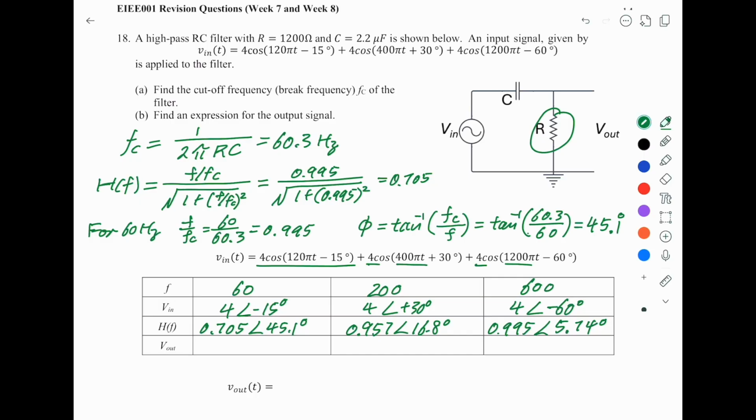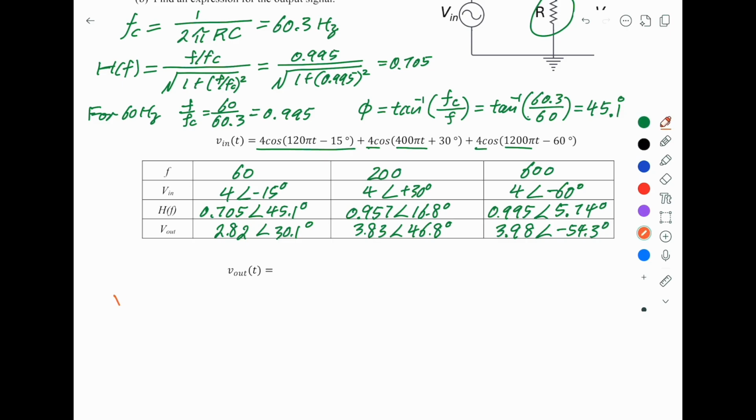So this is 2.82, and now this is 30.1 degree. The second term, 3.83, and now you add the two angles, which is 46.8 degree. The third term, 3.98, and the angle is minus 54.3 degree.